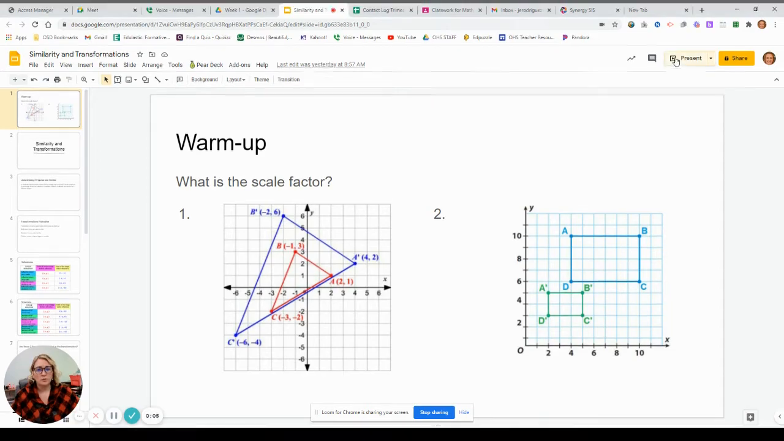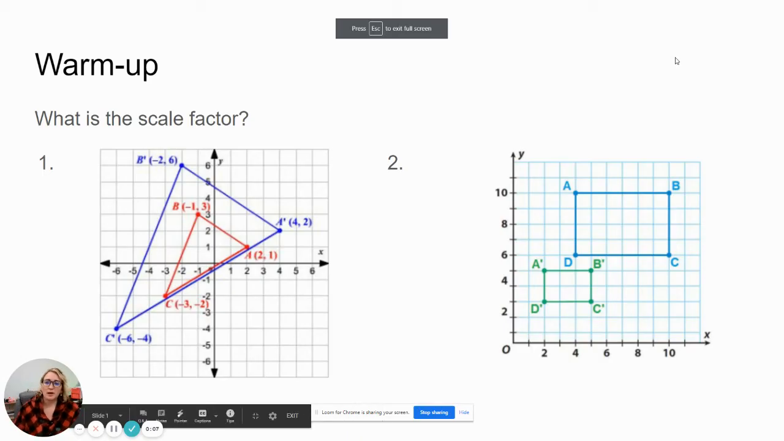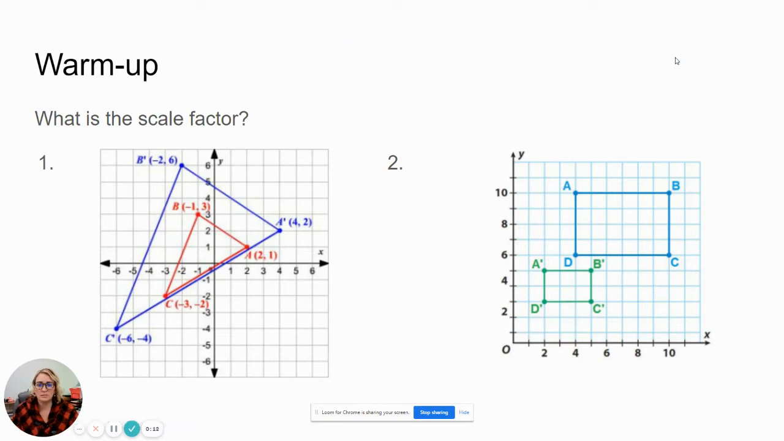We are moving on to our next subject today, but our warm-up today is going to be reviewing the dilations that we talked about earlier this week. So go ahead and find the scale factor. Make sure you're paying attention to which of these is the pre-image and which one is the image.